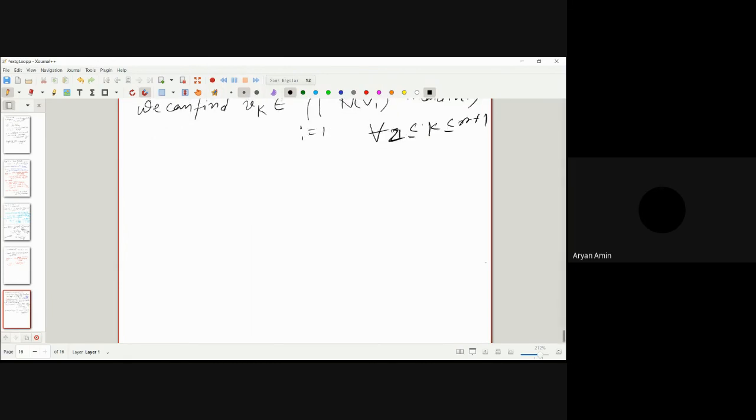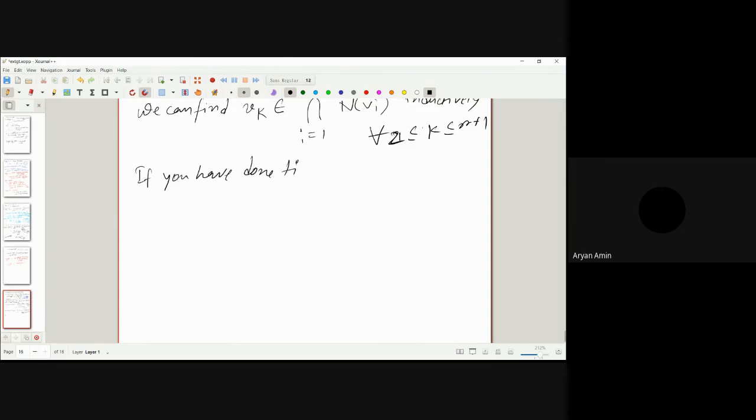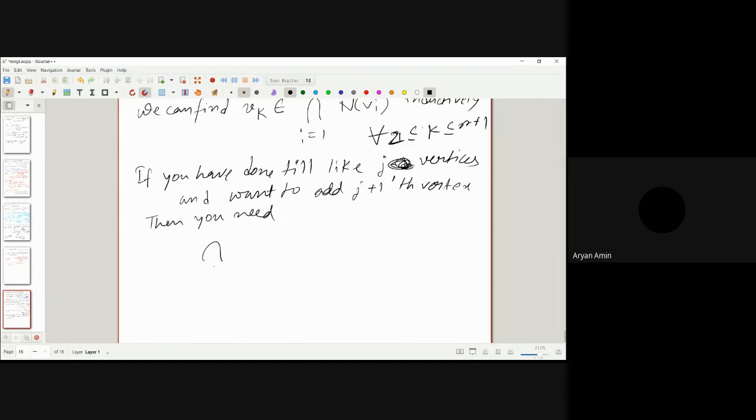So how to do this is, if there are any questions regarding the proof, please do feel free to ask. I'm kind of rushing through it, I understand, and sorry about that. I'm out of time already. If you have done till j-1 vertices and want to add... okay, so let's say up till j vertices, and you want to add the (j+1)th vertex, then you need something like this to be greater than 0, right?